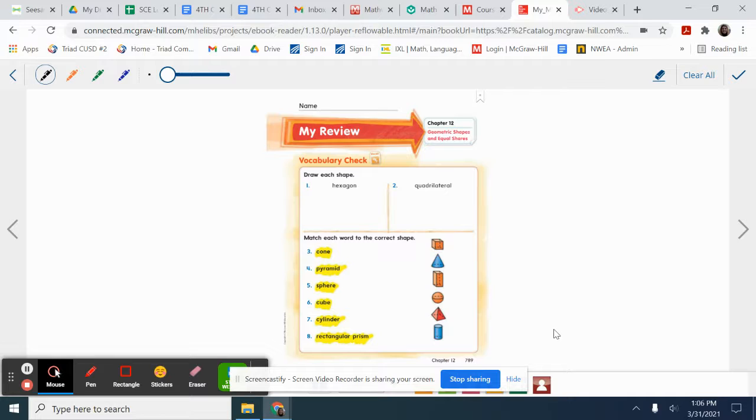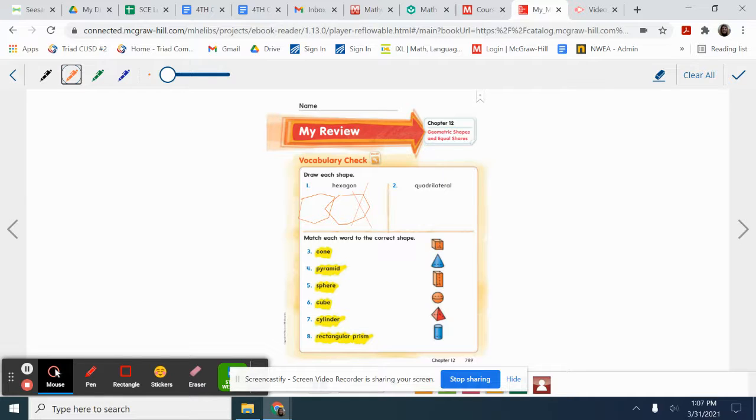Draw each shape. So our first one asks us to draw a hexagon. We know a hexagon has 6 sides and 6 angles. So I'm going to draw a hexagon as best I can. That one's not great either. 1, 2, 3. There we go. All right, and then next I'm going to draw a quadrilateral.